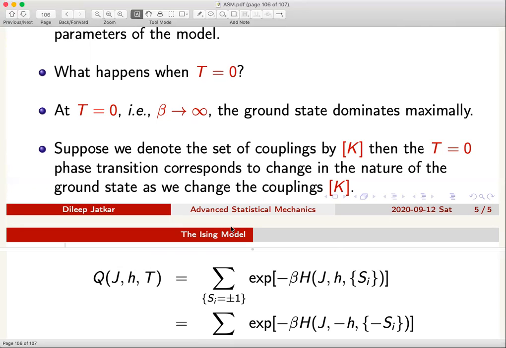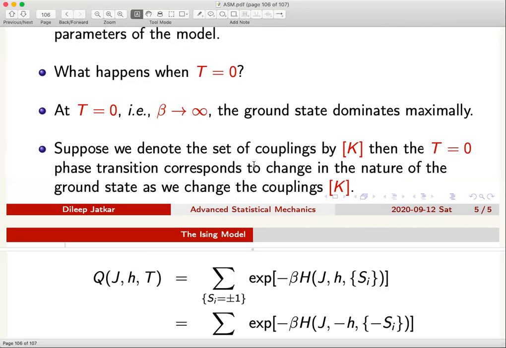Now suppose we have a bunch of couplings. Let's call that entire set K. If there is a transition at zero temperature itself, then we want to ask what happens to the system as you change the set of couplings. So you have various couplings like K1, K2, K3, and so on. As you start modifying those couplings, holding the temperature fixed, what happens to the system?